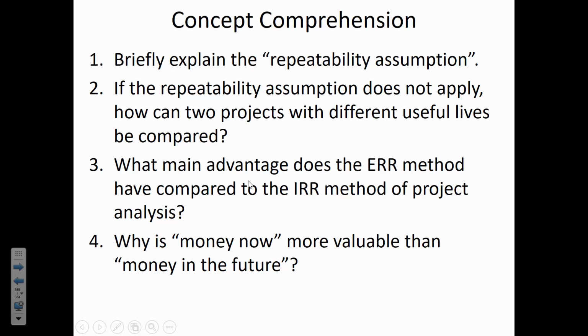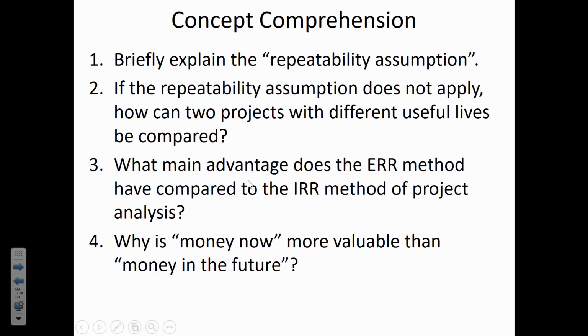Problem 4. Why is money now more valuable? Okay, inflation. Those are both, I love both of those phrases, but explain, elaborate. Very good, okay. Now tell me why.